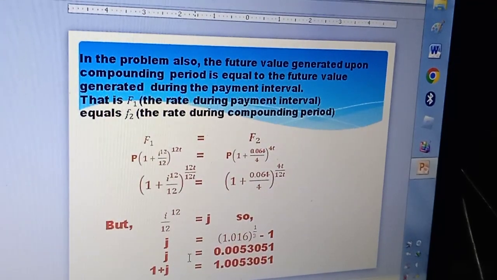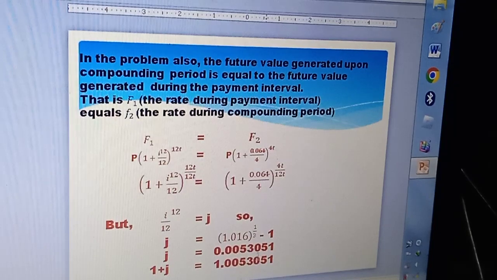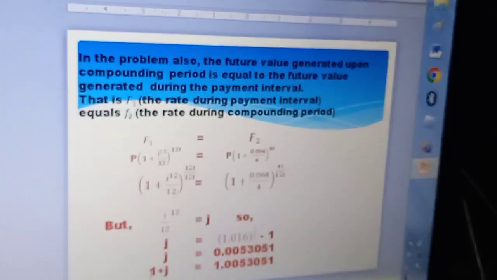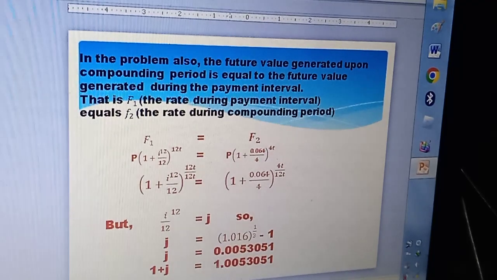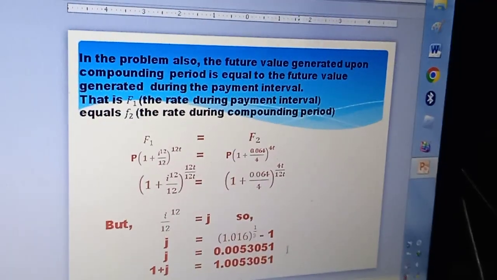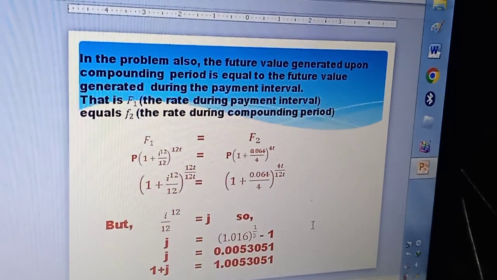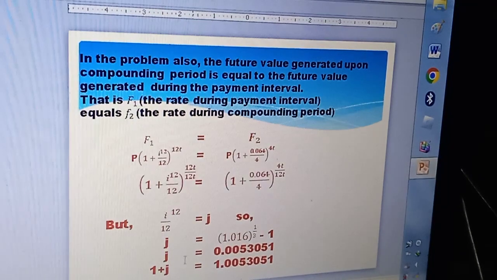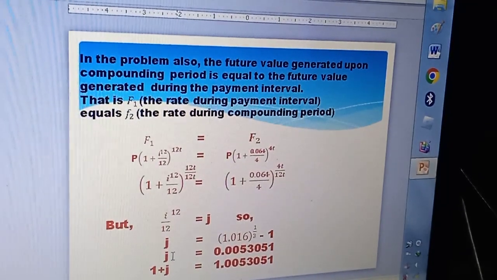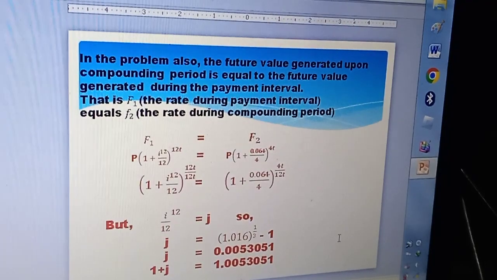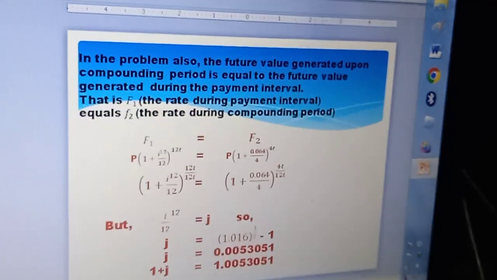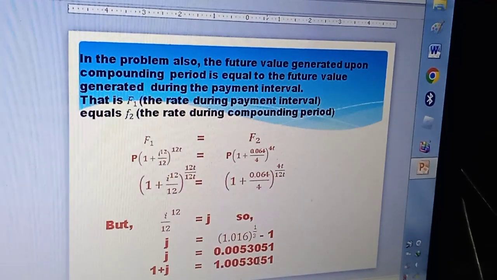So we can get J is equal to 0.00535051. And 1 plus j is equal to 1.00535051. So that is what we need in getting the present and future value. That is already the converted rate, from the rate during the compounding period to the payment period. This is now the rate which will be used for computing the present value and future value of the general annuity, which is during the payment period.